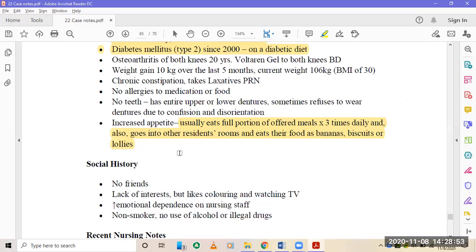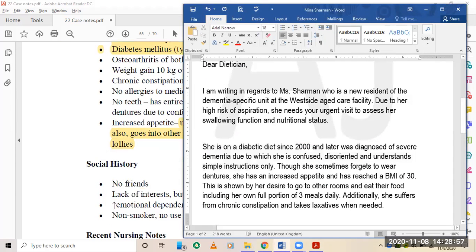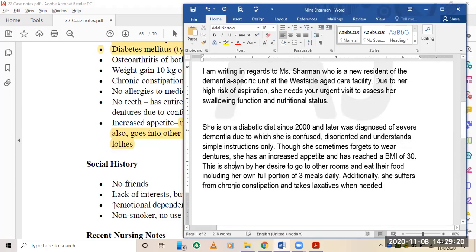Then what else? Laxatives. Chronic constipation, takes laxatives. So because she is eating all those things, definitely. If anyone does these kinds of things, then definitely this is what happens as an end result. So yes. Additionally, she suffers from chronic constipation and takes laxatives when needed. So think about how that sequence needs to come, that you'll have to follow and make that paragraph.